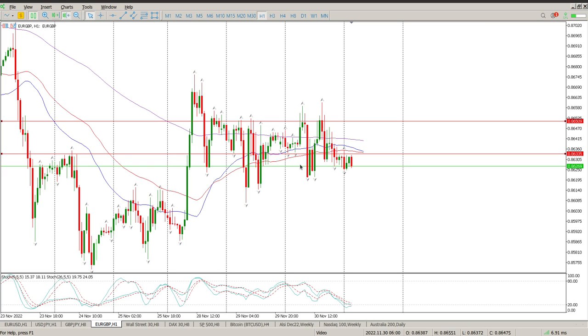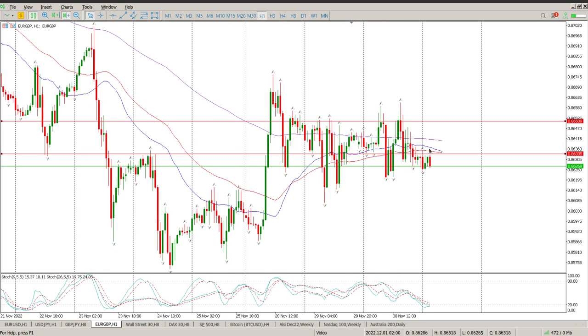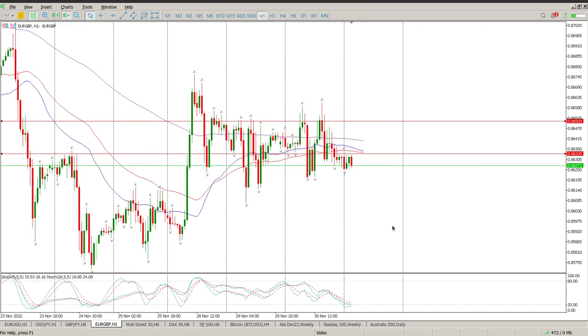So we could get a rejection of this 0.86335 for a move down, but I'm going to need to see a proper move and then a bit of structure before even trying to get into this. So this one I'm sitting on my hands. I'm not interested in trying to second guess this right now. And for as long as we're in amongst moving averages here, this is a dangerous position to try and do a trade.